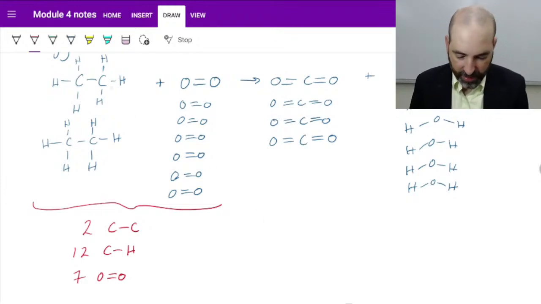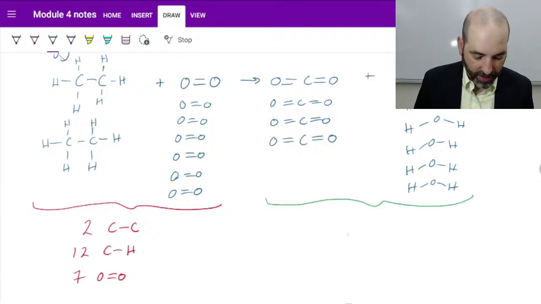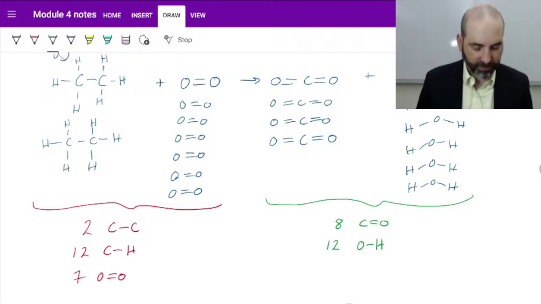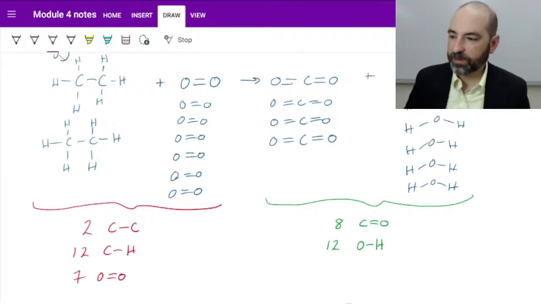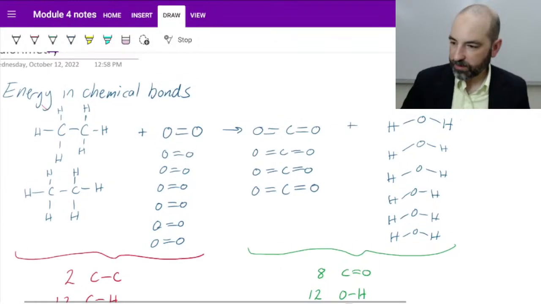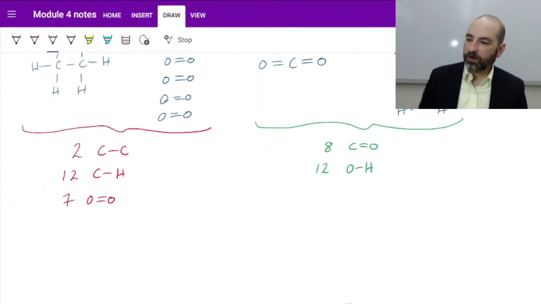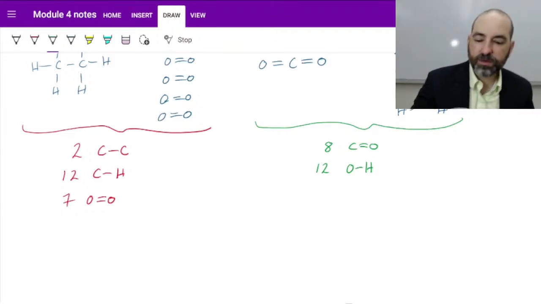Okay, and then over on this side, in our products, we have, let's see, we have 8 carbon-oxygen double bonds. And then we have 12 oxygen-hydrogen single bonds. I think I got everything. Let me know if I missed something there. So sorry I'm covering this up a little bit, but it doesn't really matter. Okay, so now we can think about what's actually happening in this reaction.